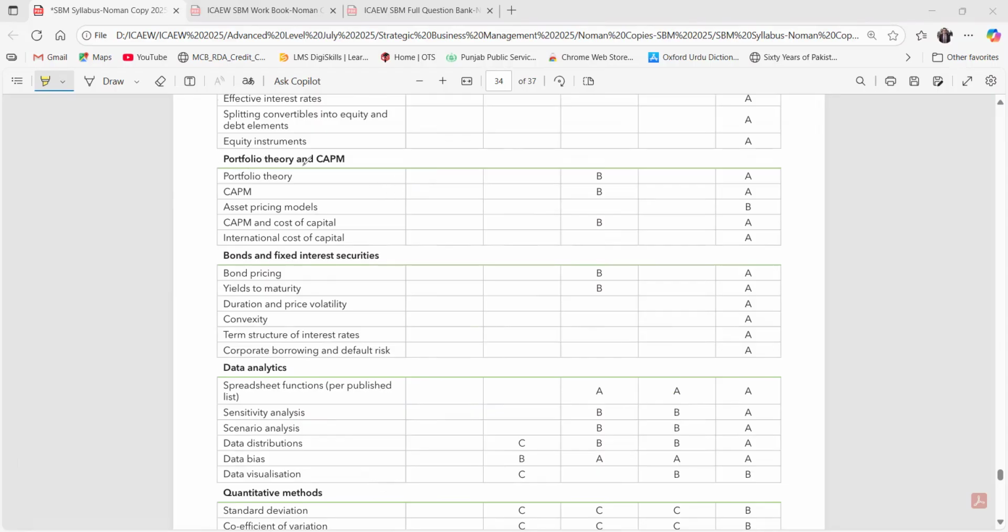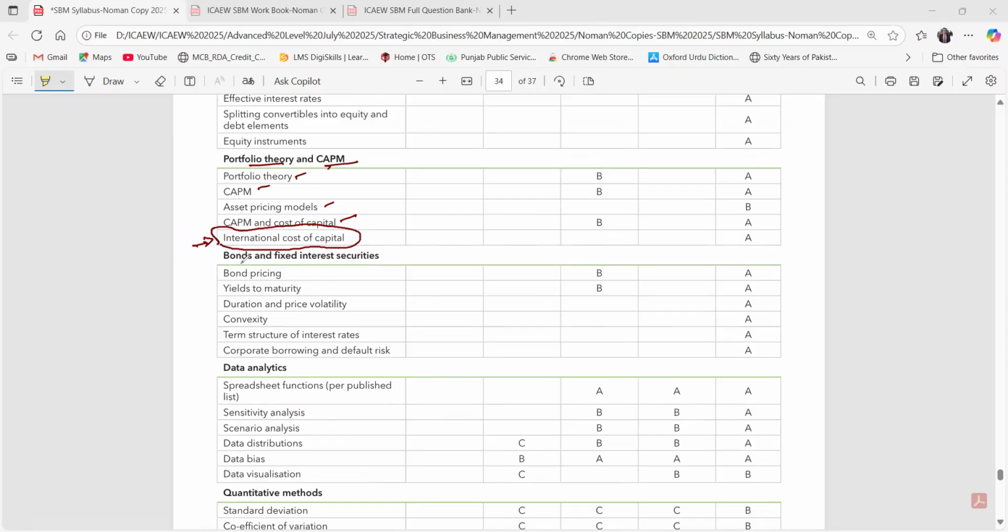Then we talk about portfolio theory and CAPM. CAPM is the capital asset pricing model. Different types of theories: portfolio theory, CAPM, asset pricing model. What is the relationship between CAPM and cost of capital, and what is international cost of capital? Normally we talk about the cost of capital, but if we have to take on an international project, definitely we should talk about international cost of capital.